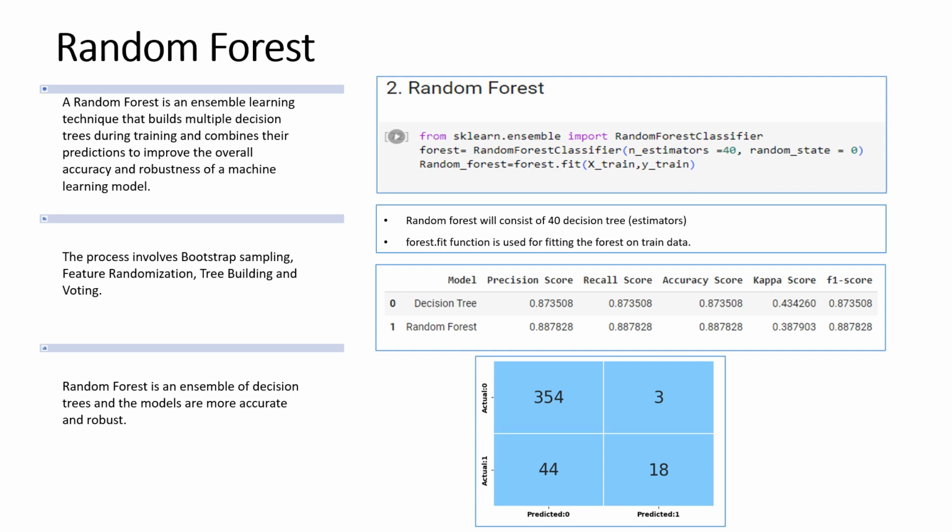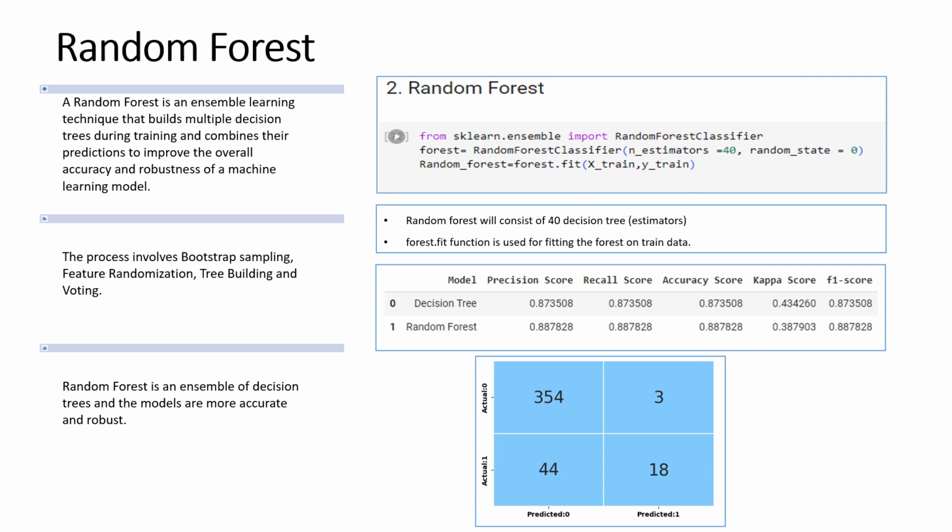We have used this random forest and we got a precision score of 0.873508, and recall is the same as well. Accuracy is the same, and the kappa score is different, at 0.387903, and the F1 score is 0.887828.